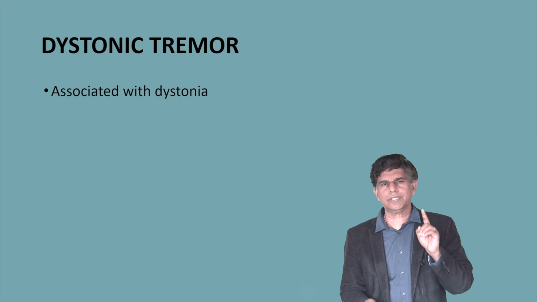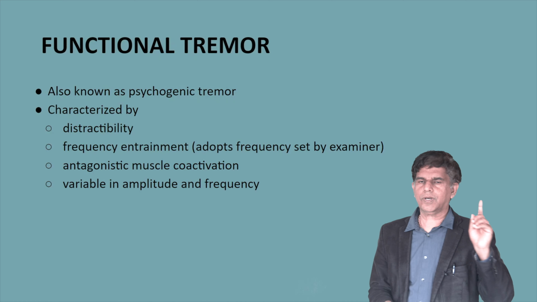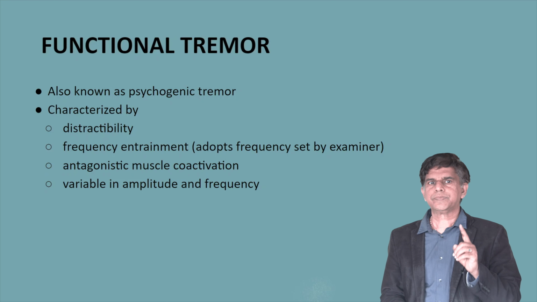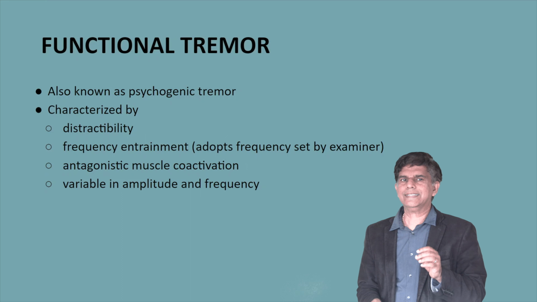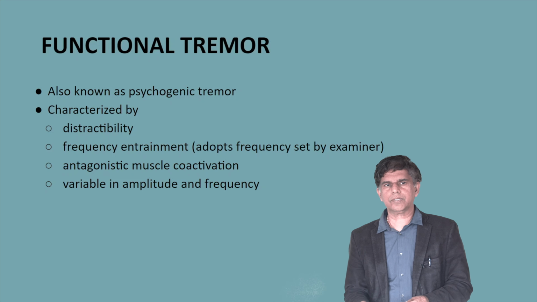Dystonic tremor, there's always going to be dystonia associated with it. Functional tremor, this is psychogenic. Distractibility, frequency entrainment, it adopts the frequency set by the examiner. Antagonistic muscle coactivation, variable in amplitude and frequencies there.